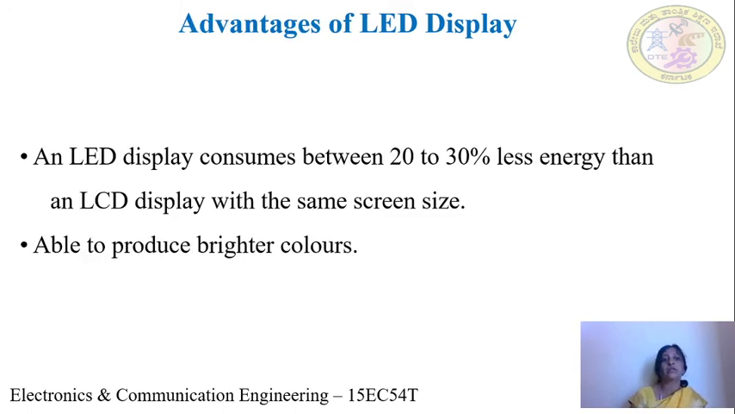Moving on to advantages, an LED display consumes between 20 to 30% less energy than an LCD display with the same screen size. Whether you take 32 inches, 40 inches or 50 inches, when you compare LED and LCD of the same size, the power consumption of the LED display is 20 to 30% lower. It is also able to produce brighter colors; the LED display has that capability.